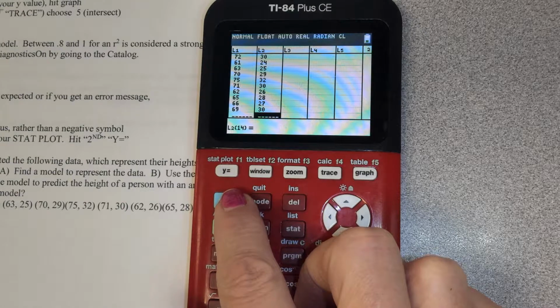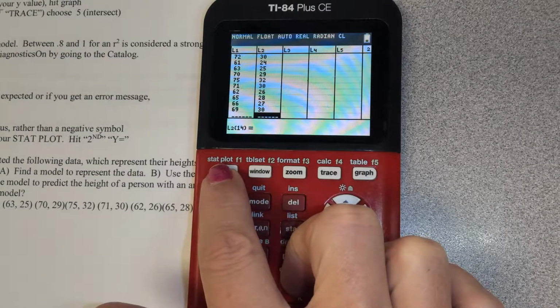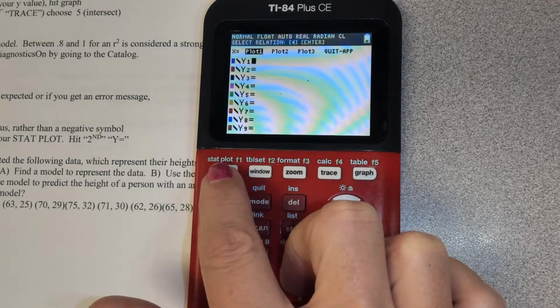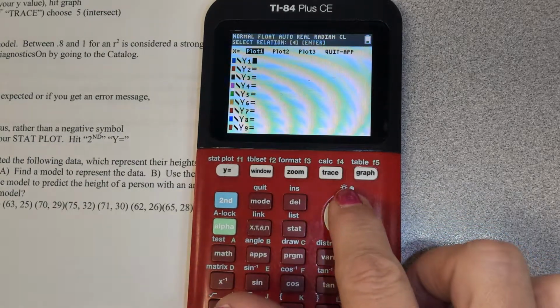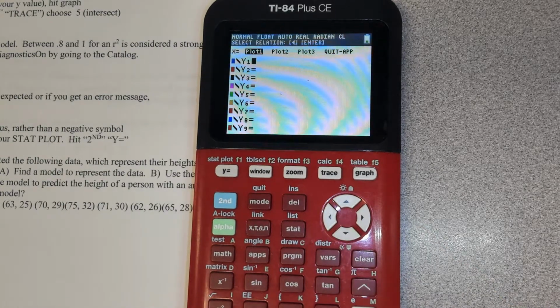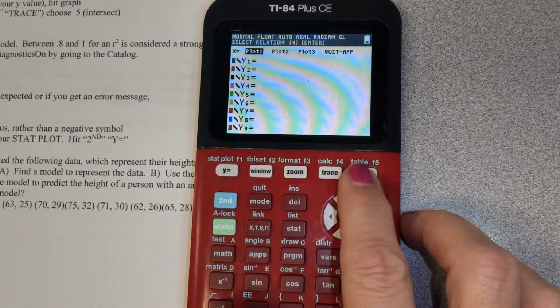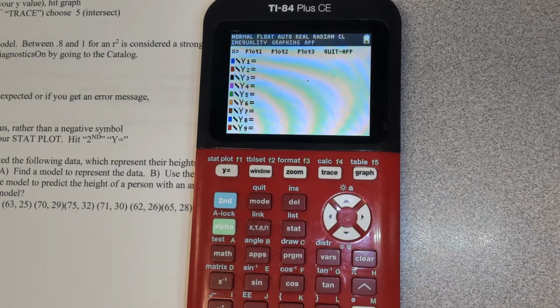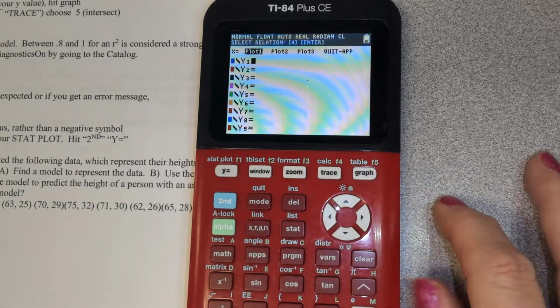So to look at the data, we have to turn on the stat plots. The quickest way to do that is to just push y equals and just make sure that plot 1 is on. Whenever it's highlighted, that means it's on. So mine is already on. Let's say it's off though. I go up here, I push enter, it's off. Go up here, push enter again, and now it's on.